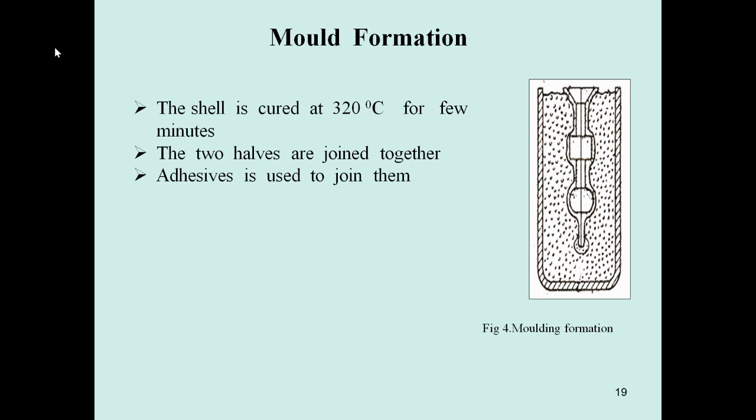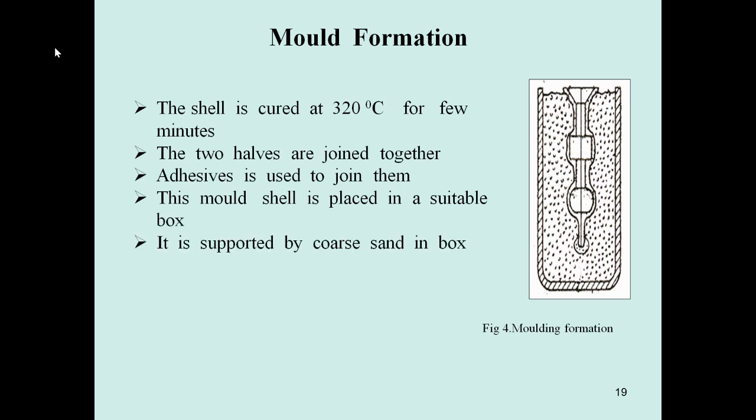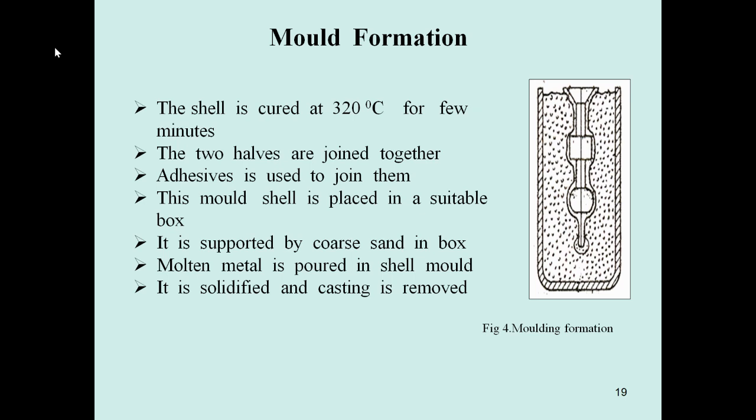Then it is placed in a suitable box and is supported by coarse sand or steel shots held in the box. Next, the mold is ready. The molten metal is poured into the shell mold. After solidification, the castings are removed from the sand.